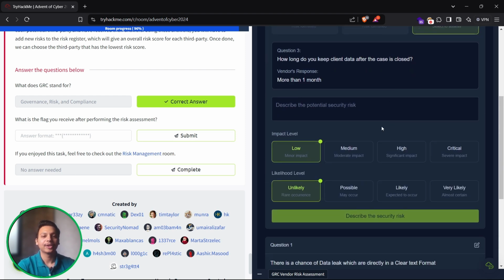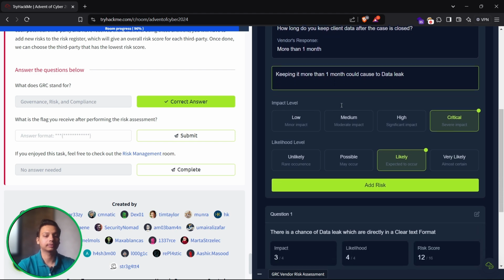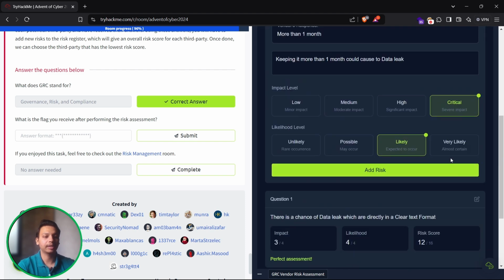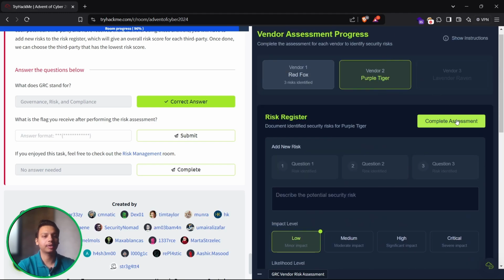So how long do you keep client data after the case is closed? More than 1 month. It will be critical and likely. Keeping it more than 1 month could cause data leakage, data leak. So let me just edit. Your assessment indicates lower than expected, so let me just edit. Very likely. Yep, it's a perfect assessment which we have done for vendor 2.